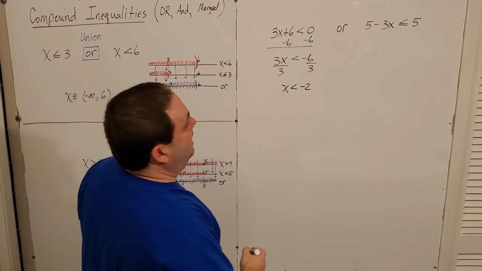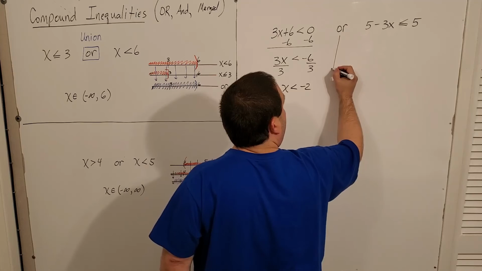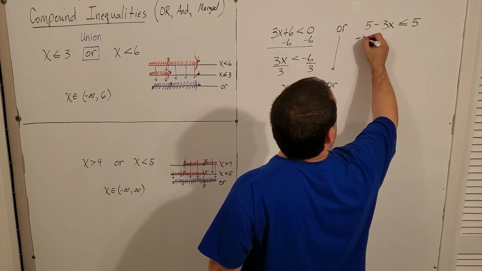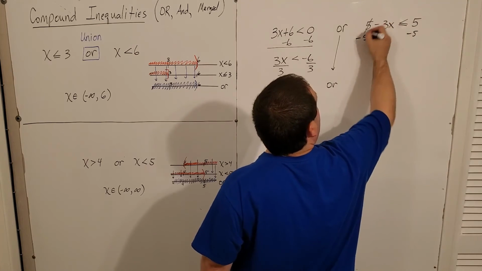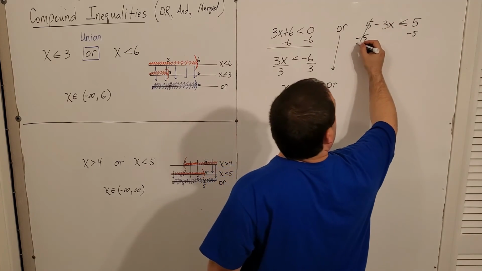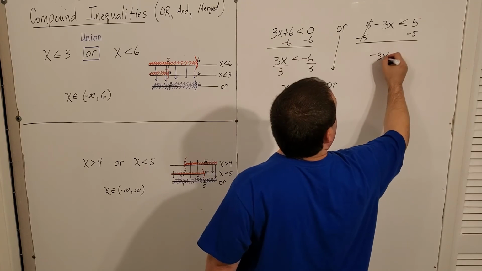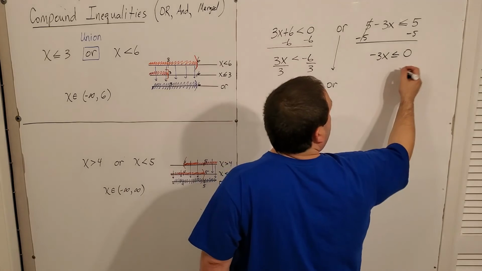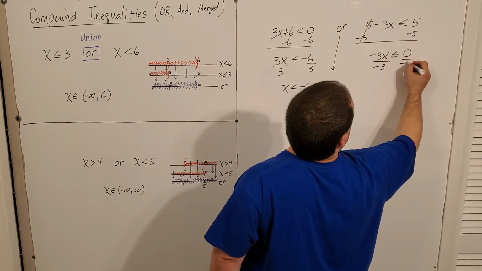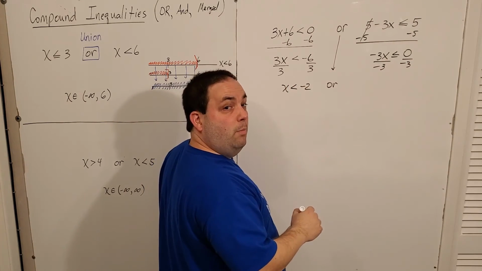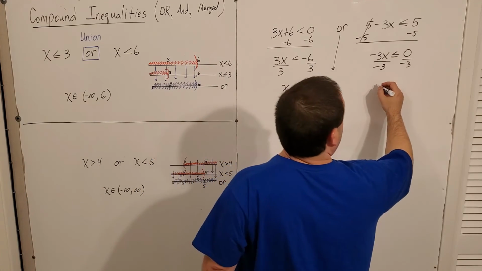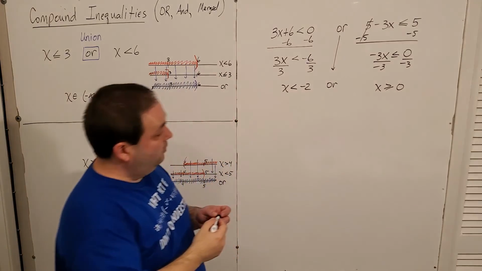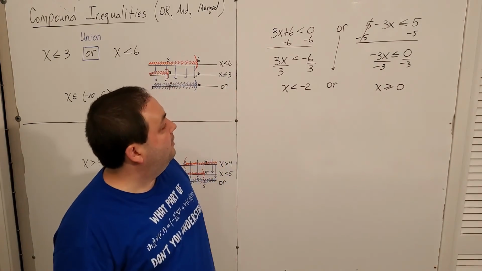So x is less than -2. Or here, I'll subtract 5 to get rid of this. That's going to leave me with -3x is less than or equal to 0. Divide both sides by -3. Notice I'm dividing by a negative. So x is greater than or equal to 0. It does reverse the inequality, remember, because I'm dividing by a negative.